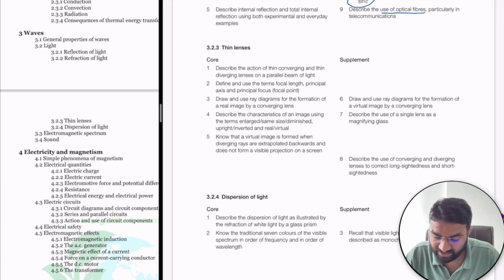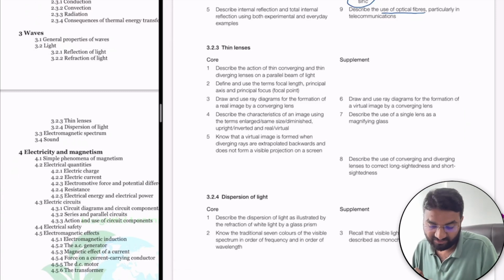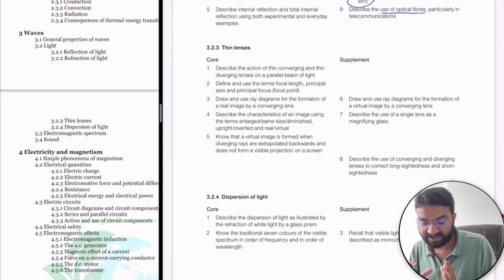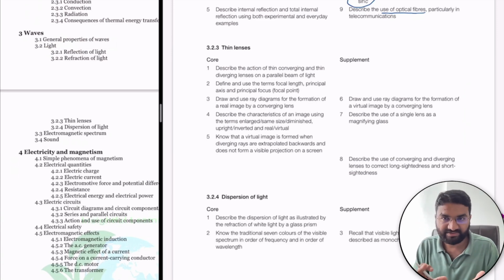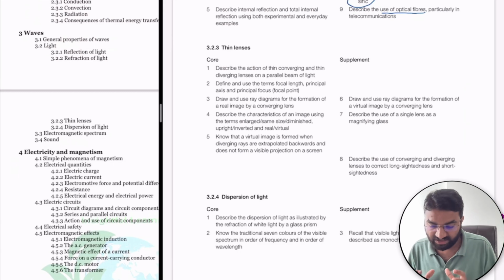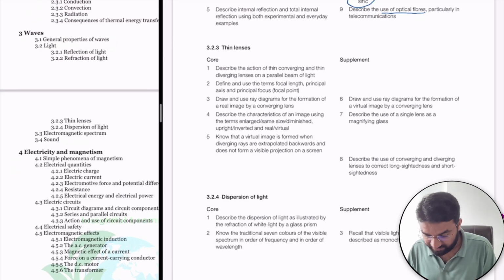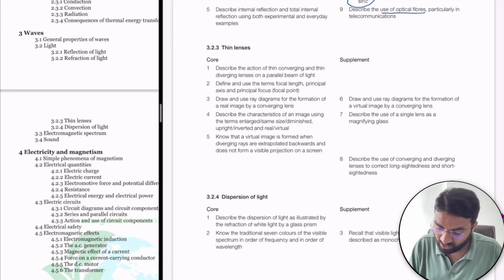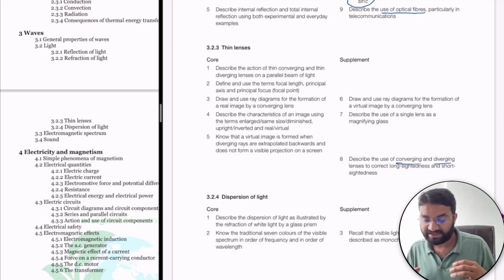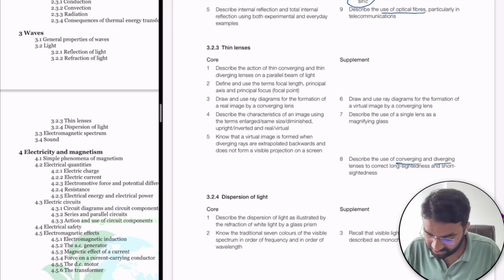So for lenses, you have to understand the focal length, principal axis, principal focal length, then different characterization or different types of images formed on these lenses, convex and concave lenses. You have to understand their properties. Okay, for extended student, you have to understand the formation of virtual diagrams, magnifying glasses, then converging and diverging lenses, and their properties as well.